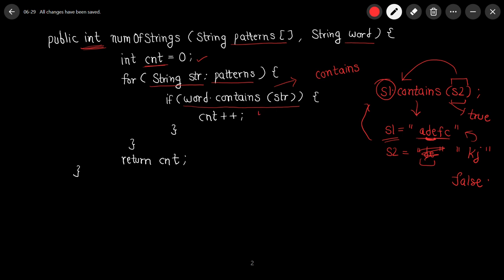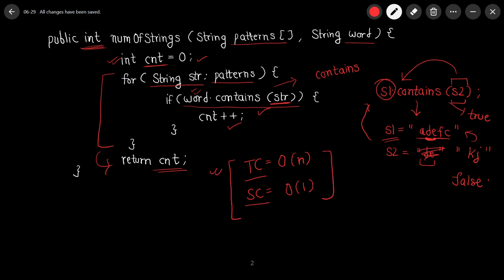So we just check if this function returns true, it means our string from the patterns array is a substring of the given word. So we increase the counter by 1. And finally, after processing all the strings, we return the count. So this is the entire approach. Coming to the time and space complexity, since we are traversing the entire patterns array, time complexity becomes big O of n, where n is the length of the patterns array. And space complexity, we are not using any additional space apart from just a single variable. So space complexity is constant, that is big O of 1. So this is the time and space complexity of our approach.